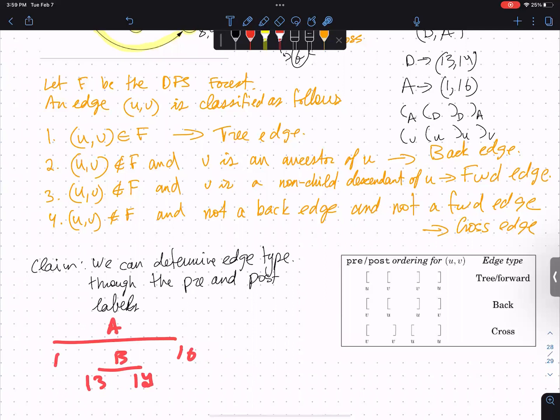Does that make sense? If we think of it in terms of the parentheses, this is an open parenthesis, so D's parentheses are inside of A's parentheses. It's two different ways of thinking about the exact same thing. You can forget about the parentheses and just say one interval is contained in the other. Or you can think about parentheses open and close and say which parentheses are inside and which are outside.